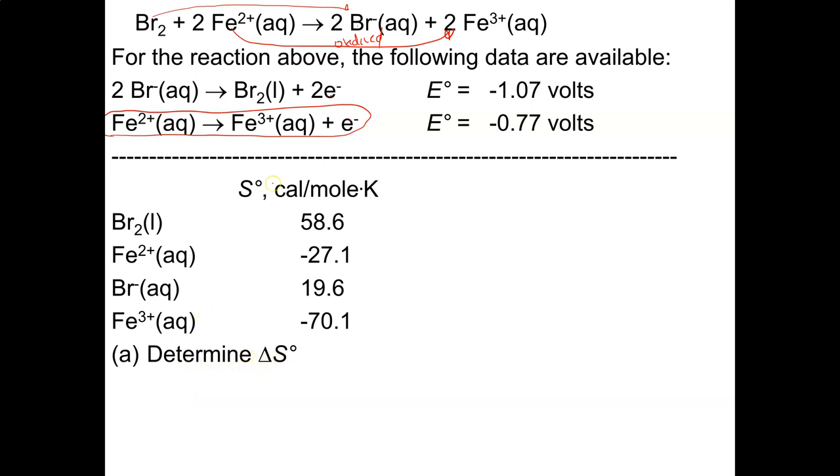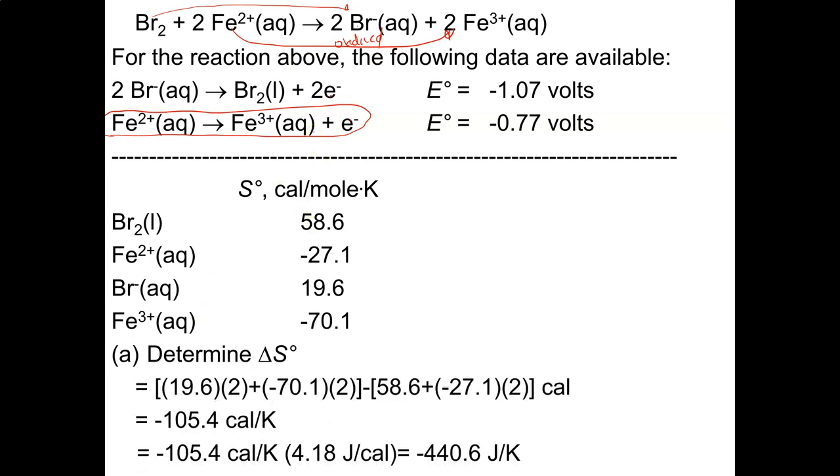Products minus reactants, right? So you have the overall reaction. You have the coefficients. Do the math, the setup. So 2 times 19.6, 2 times 90.2. I just did products minus the 2 reactants. Calories, I really don't care about the units, but that's what they gave you. So negative 105.4 calories per Kelvin.